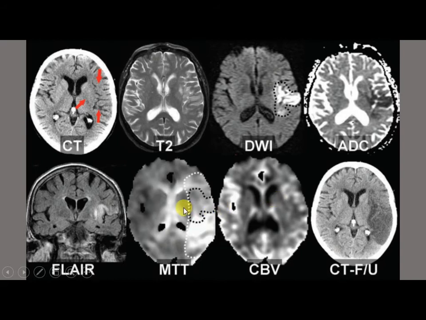These two sequences are called perfusion sequences. This is the mean transit time. If you see, there is a larger area of hyperintensity, and in the cerebral blood volume, the corresponding hyperintensity in the MTT could be seen as a hypointensity.